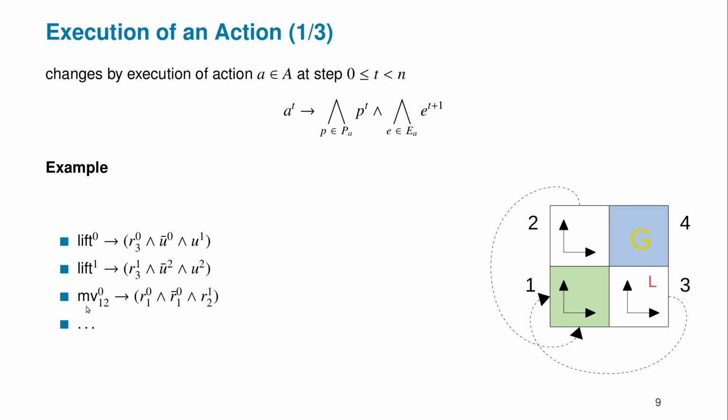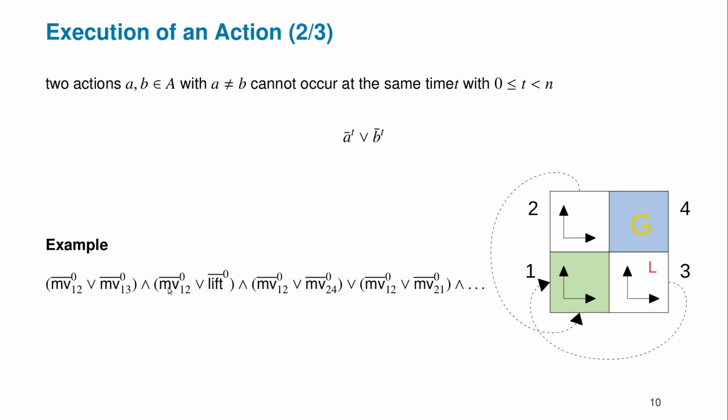Yeah, and now let's have a look at a move. Assume the robot wants to move from field 1 to field 2 at time point 0. Then it has to be at field 1 at time point 0. And here is again a typo. At time point 1, it is not anymore in field 1, but at time point 1, it is in field 2, and so on. Yeah, this encodes how the robot performs actions.